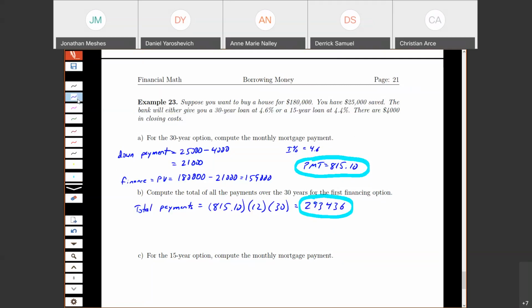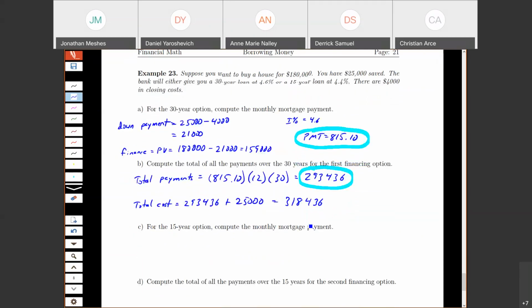What I want to do, though, is just to be careful. That's not the same as the total cost, because I walked into this with an extra $25,000, right? We had the closing costs and the down payment. So my total cost is going to be my payments plus the amount of money that I put in on day one, which is that $25,000 worth, the down payment and the fees. So the total cost for the house under this option would be $318,436.